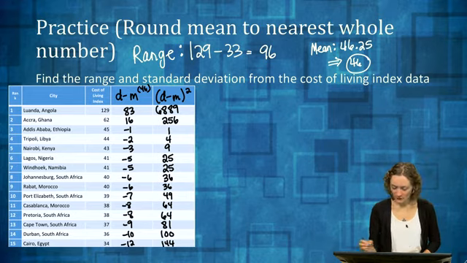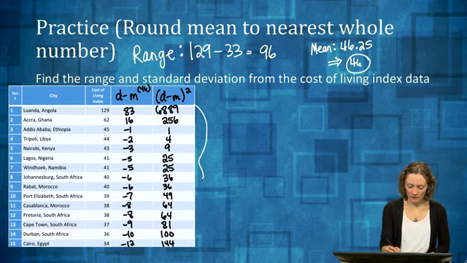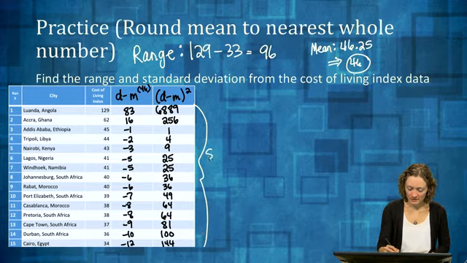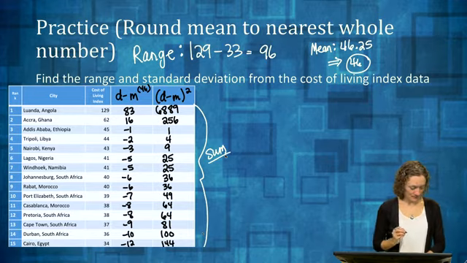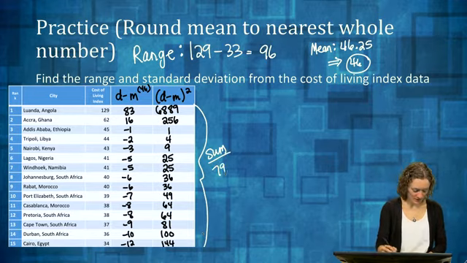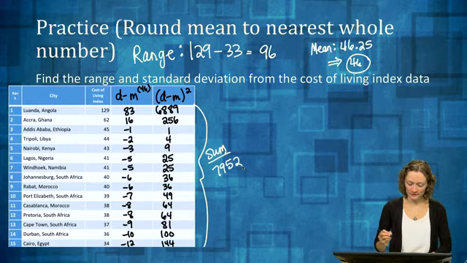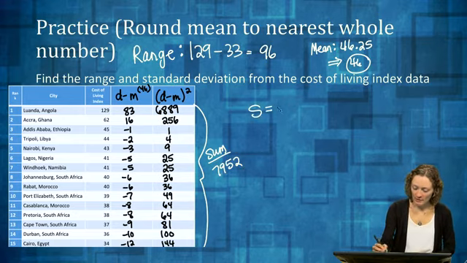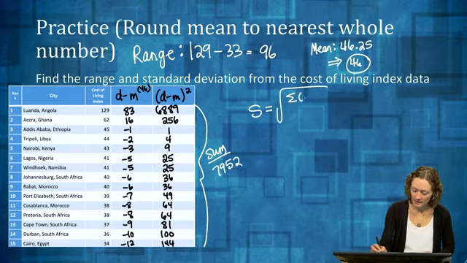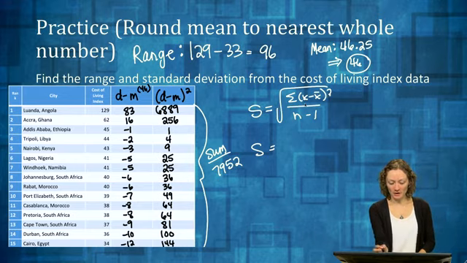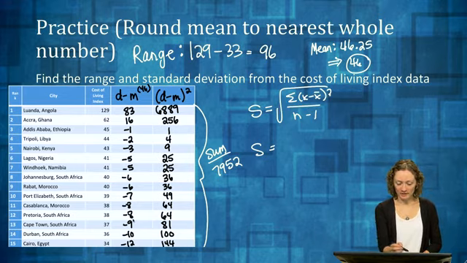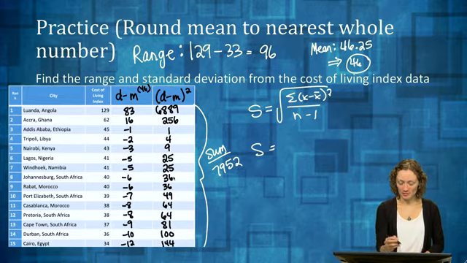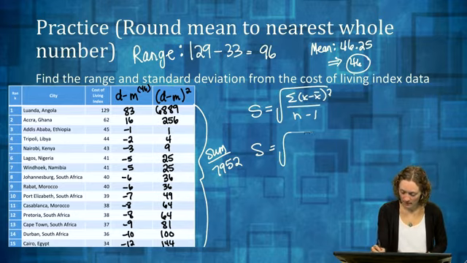Now that we have all that information, we take all of those numbers and add them up. The sum of those numbers, 7,952. And remember, that is what we've got in the numerator. The sum of, here we added up, x minus x bar, quantity squared. Each of those numbers added together.